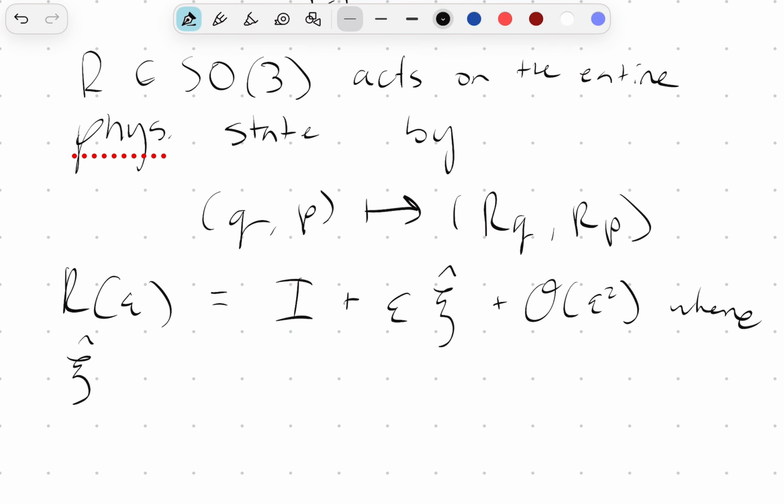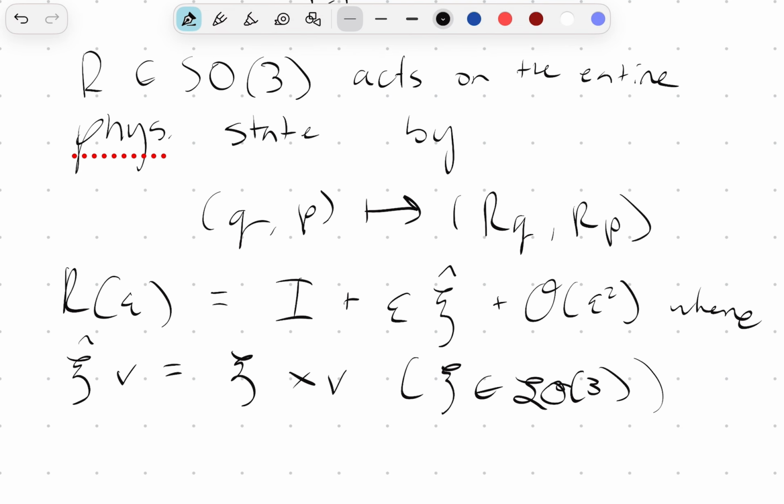where this C hat v could be equivalent to C cross v, and C itself is in the Lie algebra for SO(3) that is isomorphic to the real numbers. Okay? So it's an element of the Lie algebra. It's basically a symmetry generator.